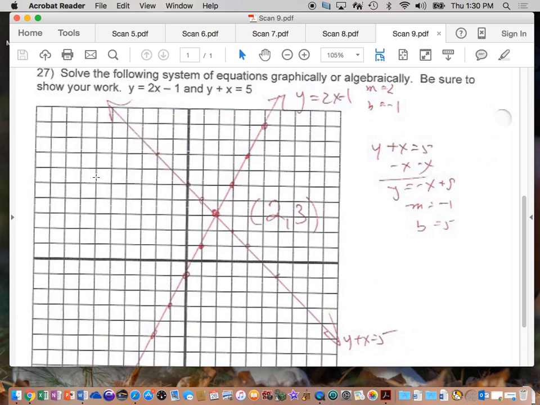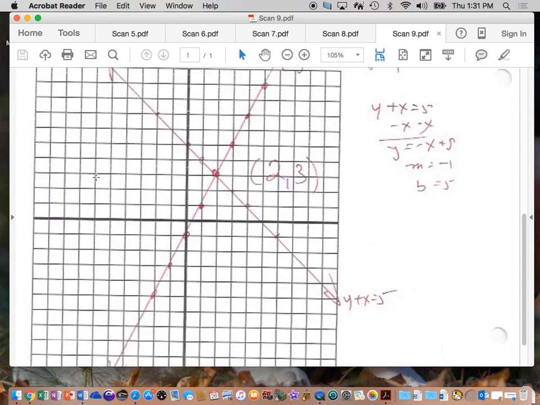2, 3 is the coordinate to the point where they cross. You should be thankful this one does not ask you to check. Okay. All right, any questions on this? All right, so here's the deal.